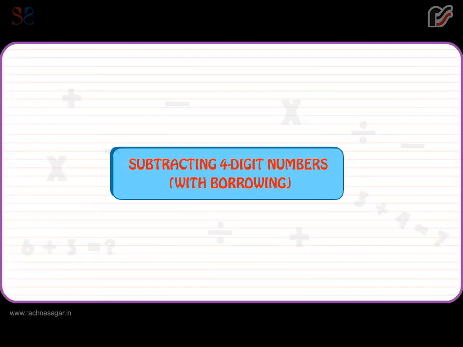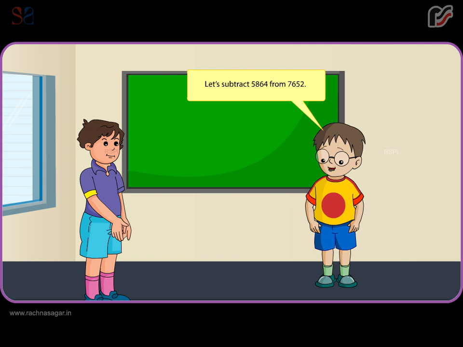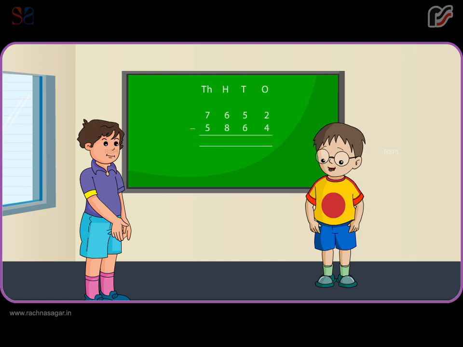Subtracting 4-digit numbers with borrowing. How can we subtract 4-digit numbers with borrowing? Let's subtract 5,864 from 7,652. First, subtract the ones. We cannot subtract 4 ones from 2 ones. So, borrow 10. 10 plus 2 ones is equal to 12 ones. 12 minus 4 is equal to 8 ones. Write 8 under ones column.